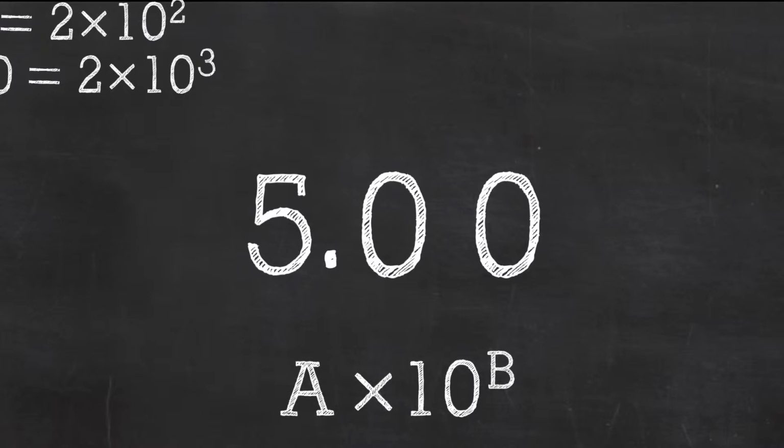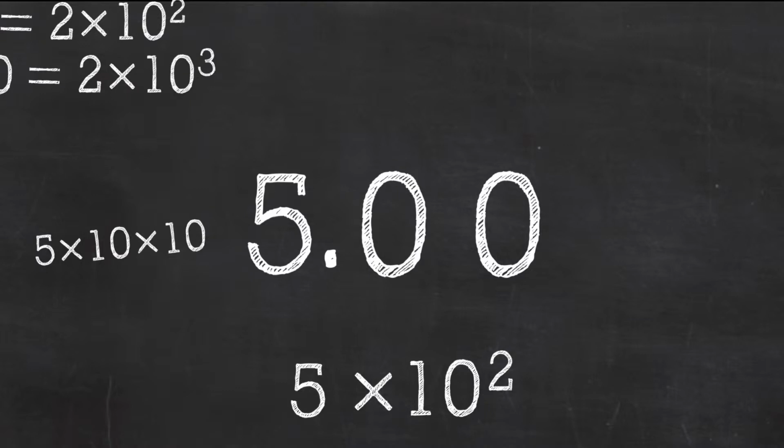So for 500, the actual number can also be written 5 times 10 times 10. Another way to think about that is that the decimal point is at the right-hand end and it needs to hop over 2 digits until there's only one digit remaining in front of it. The number of hops is 2, which is therefore the number B. So the number 500 is written as 5 times 10 to the power of 2 in scientific notation.